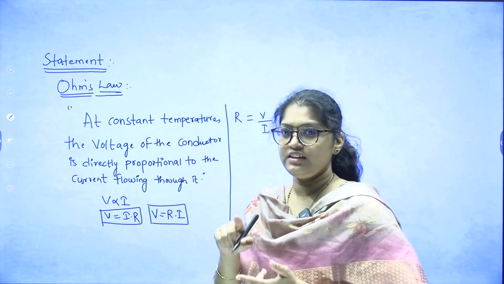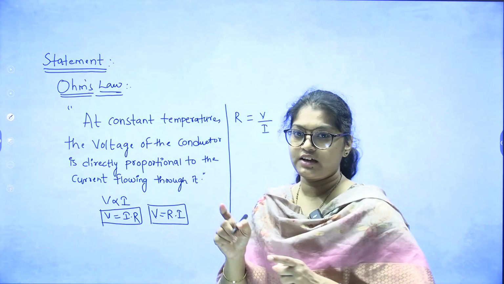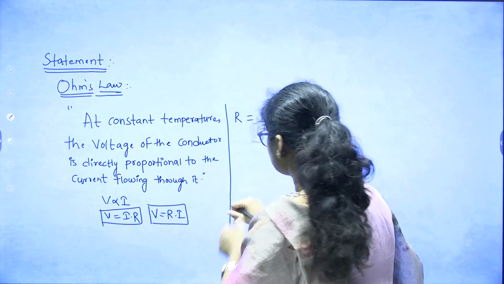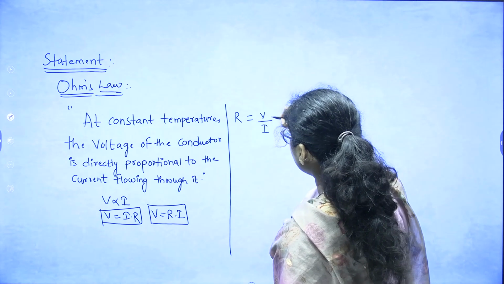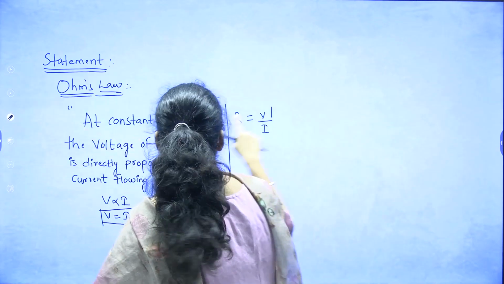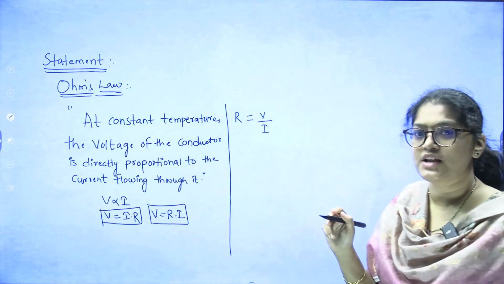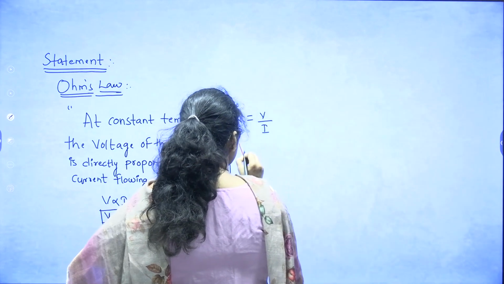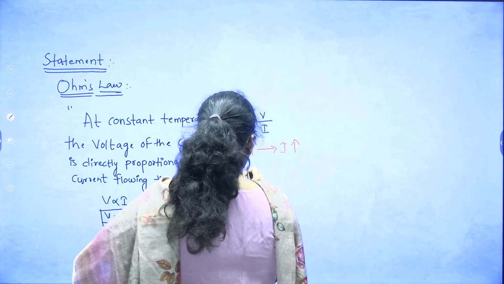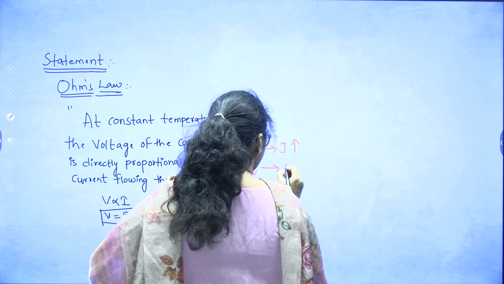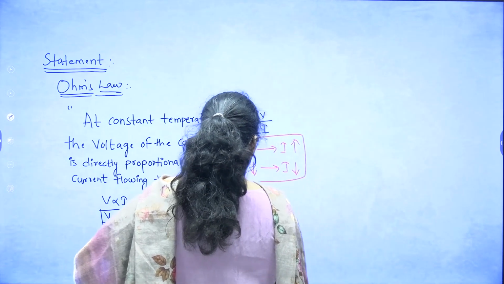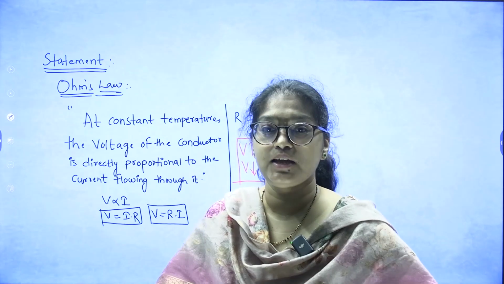We'll check now whether this resistance depends upon the voltage and the current, or only upon the voltage, or only upon the current. According to Ohm's law, if V increases, definitely I also will increase. If V decreases, I will also decrease. Clear? Yes. Because it has the relation of directly proportional.